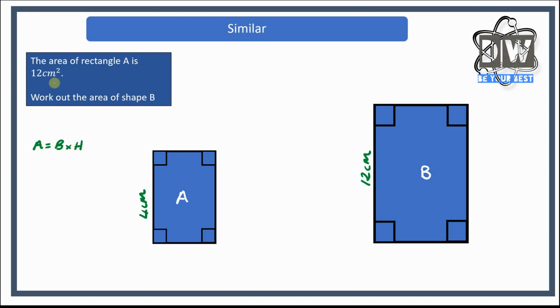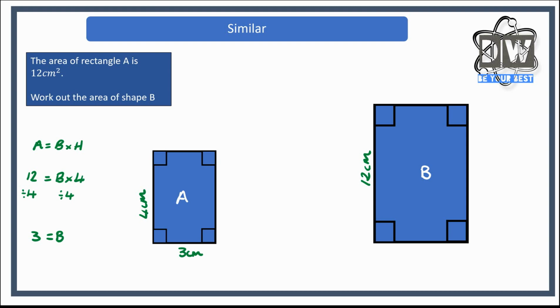Now, the area is 12. So we're going to replace the A with 12. And the height is 4. So we're going to replace that with 4. So we'd rewrite that as 12 equals base, because we don't know it, times 4. Now, hopefully you all know what to do from now on, but I'm going to quickly go through it anyway. So what's the opposite of timesing by 4? It's dividing by 4. So we're going to divide both sides by 4, and that ends up with 3 equals B, or B equals 3. So bang it down.